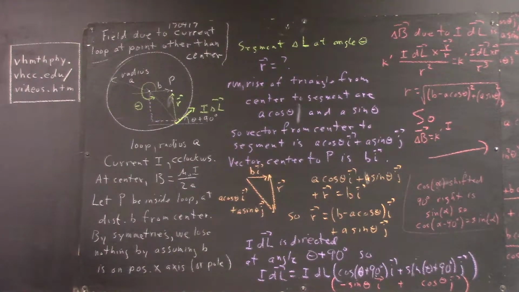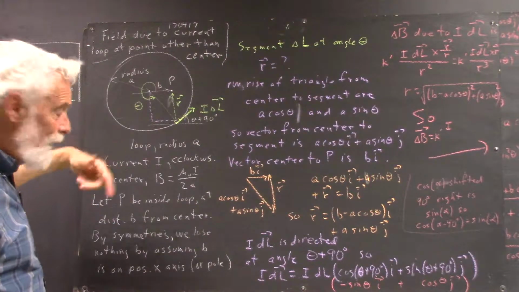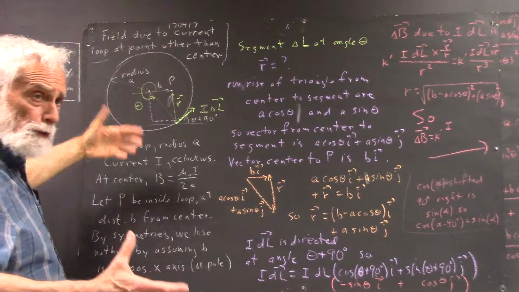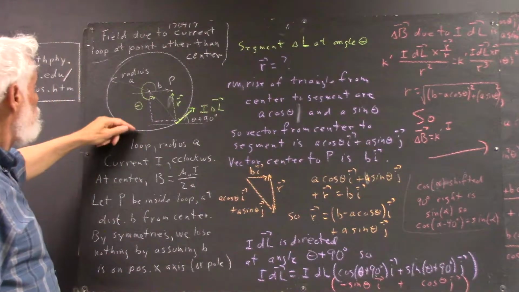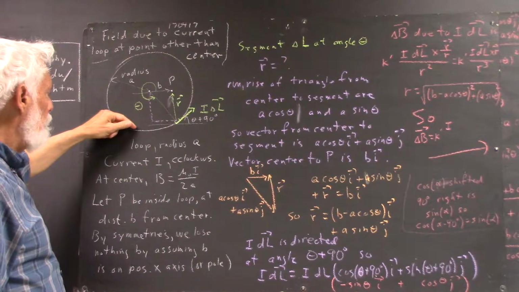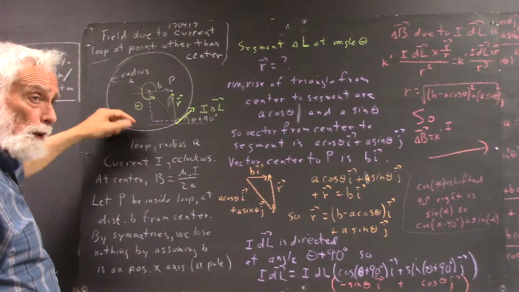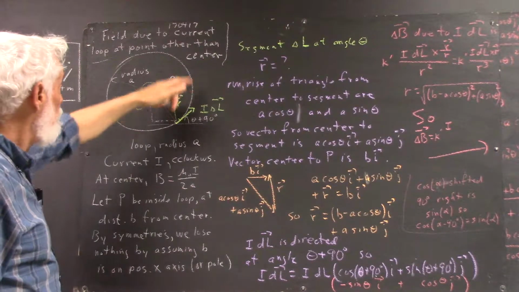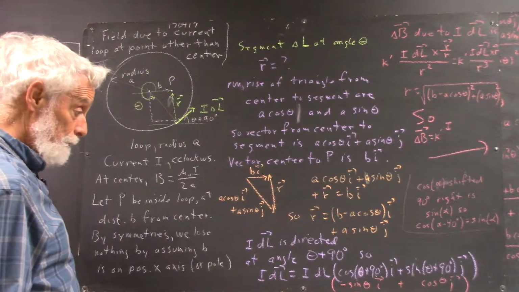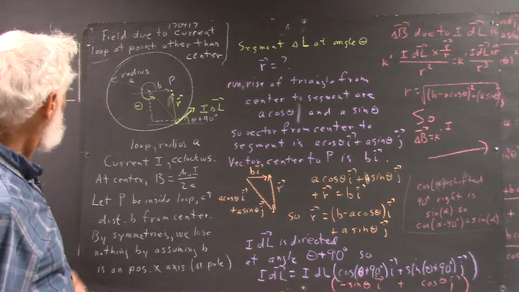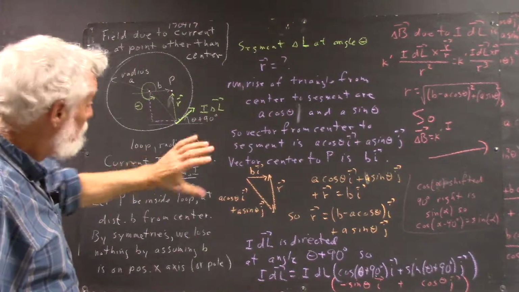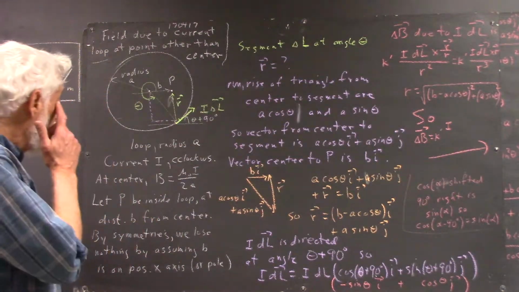So, as a approaches 0, of course, that goes to infinity. So your field about the loop approaches infinity as you approach the boundary of the loop, unless I'm sadly mistaken. And I don't see what could be wrong with that reasoning, but take me with a grain of salt. Okay.